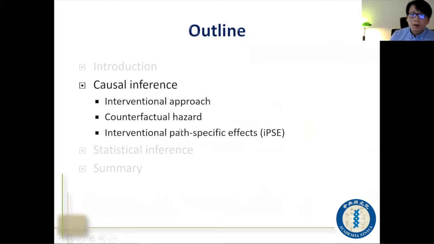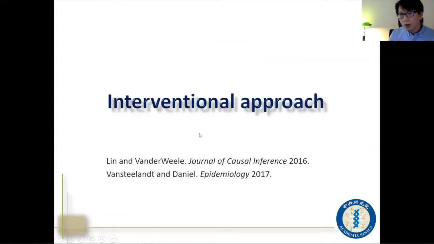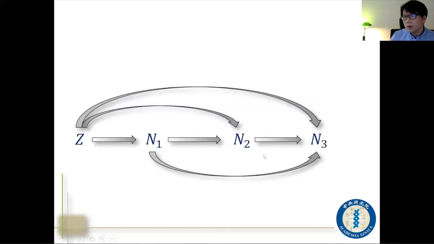Okay, so I think I will spend most of the time talking about causal inference. I'm not sure how much time is left for statistical inference, but if I can cover causal inference, I think I will be happy for today's talk. Okay. So in order to get around the cross-world independence assumption, we adopt the so-called interventional approach, okay? And this is also a new concept in causal inference. I'm going to explain in the following cartoons.